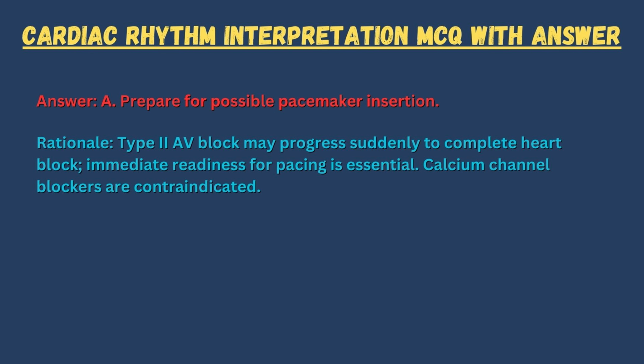Answer: A. Prepare for possible pacemaker insertion. Rationale: Type 2 AV block may progress suddenly to complete heart block. Immediate readiness for pacing is essential. Calcium channel blockers are contraindicated.